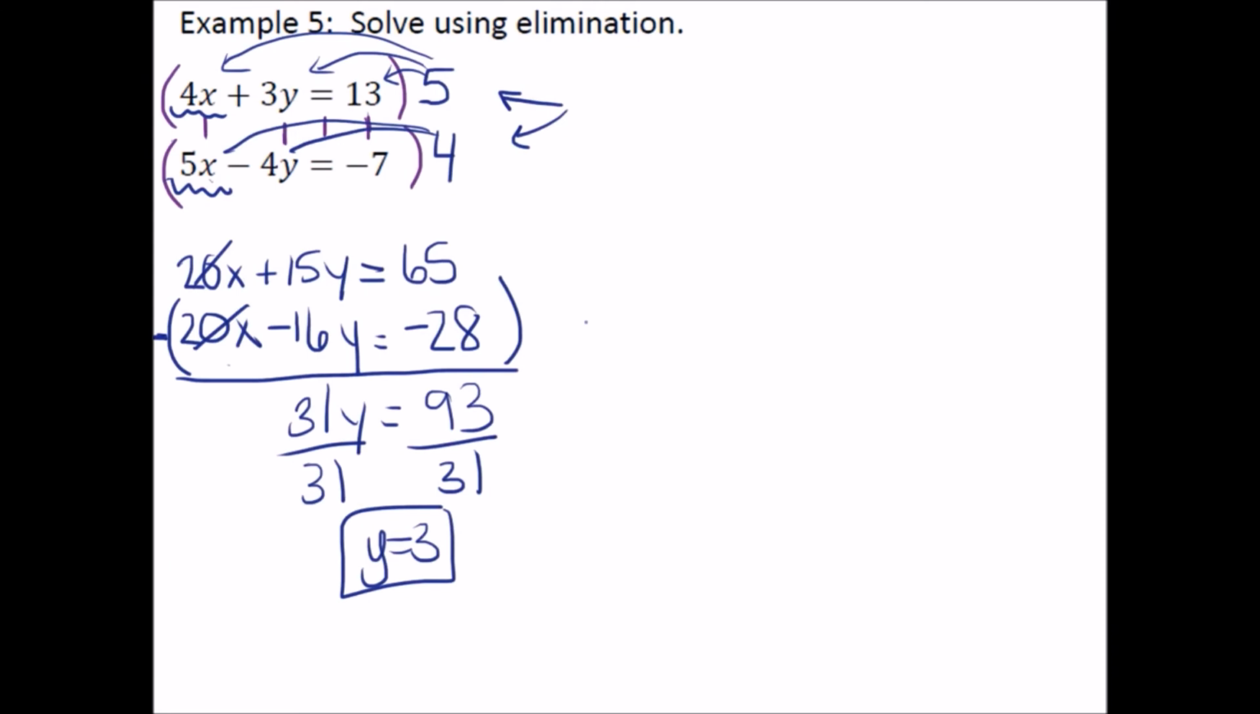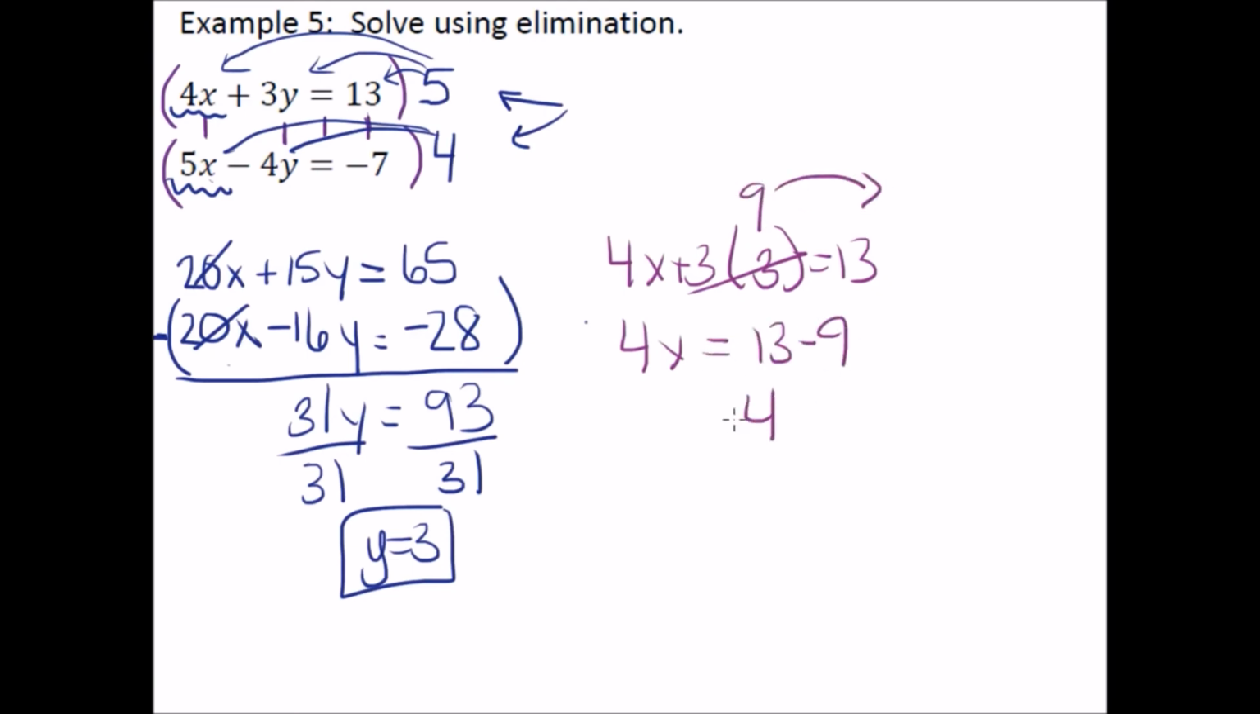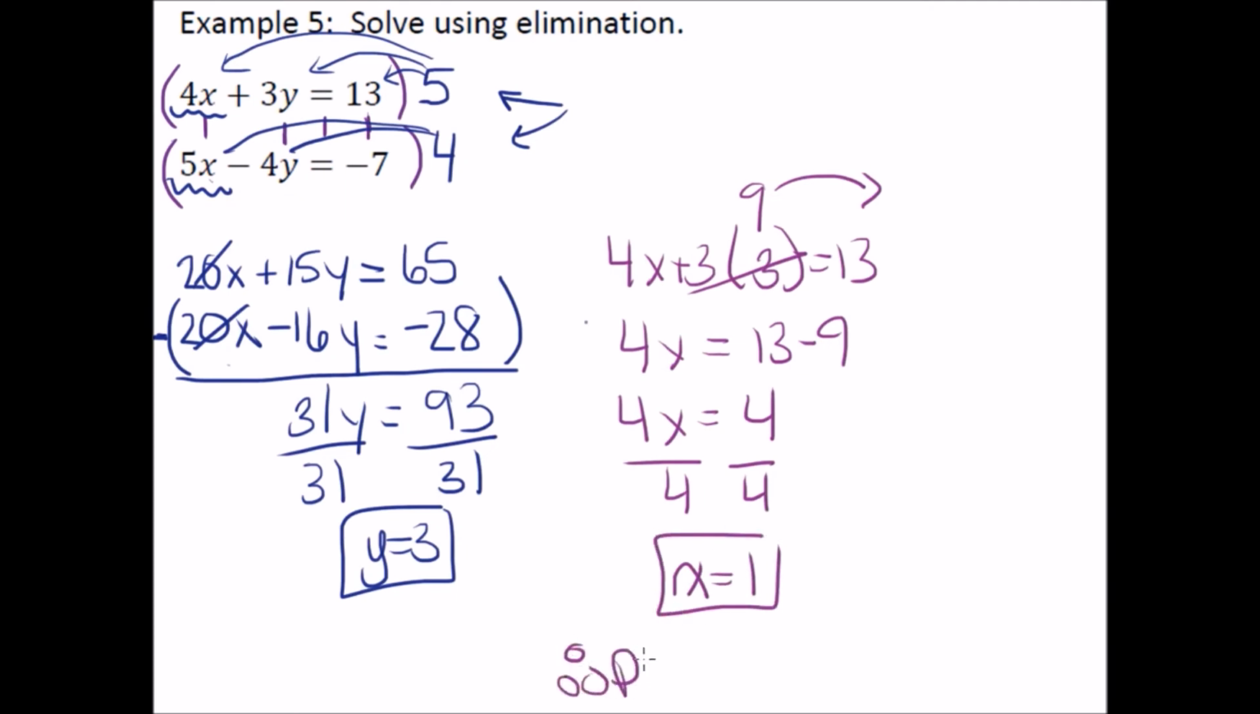Okay, let's sub that back into, let's just do the first equation. Both of them are quite ugly. So we have 4x, this is 9, and we bring it over. So it's 13 minus 9, which is just 4. And then when we divide by 4, we have x equals 1. So therefore, the point of intersection of this linear system is 1, 3.